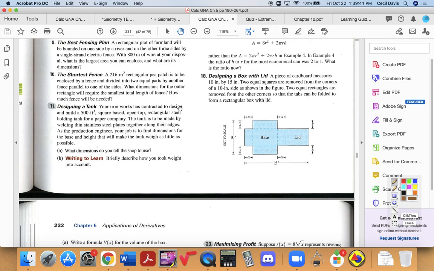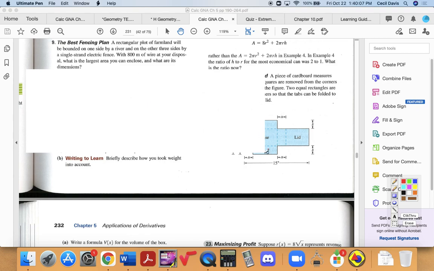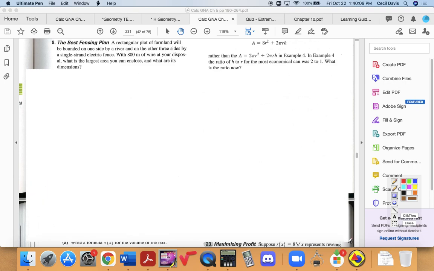So a rectangular plot of farmland will be bounded on one side by a river and on the other 3 sides by a single-strand electric fence. With 800 meters of wire at your disposal, what is the largest area you can enclose and what are its dimensions? All right. So this is actually one of those problems that I'm half convinced Newton wrote a problem like this, and they've been in every calculus book ever since.